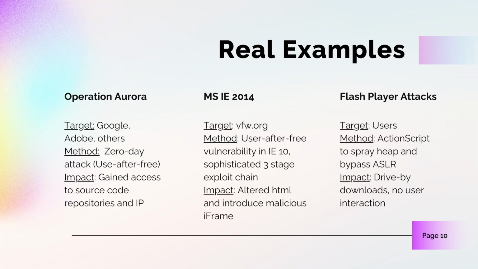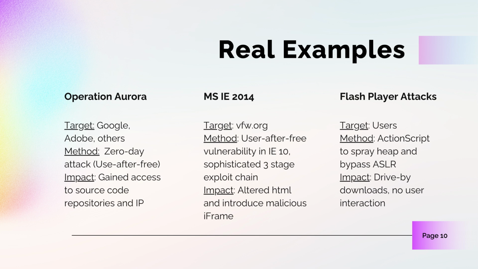By looking at real-world examples, we can see how these variations and mitigations have played out. Operation Aurora targeted Google, Adobe, and dozens of other major companies in 2009 and 2010. Attackers exploited a zero-day, use-after-free vulnerability in Internet Explorer, combined with heap spraying techniques to ensure reliable exploitation. The attackers used this approach to bypass security mechanisms and gain access to highly sensitive source code repositories and intellectual property.